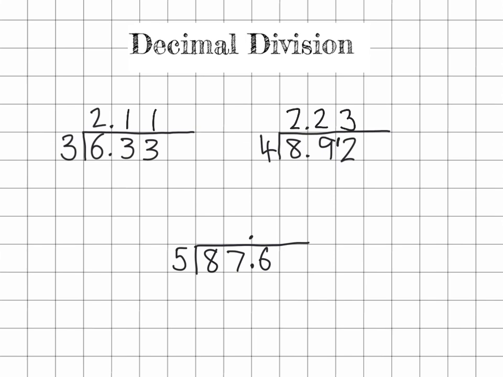And the last thing is, how many times can we get 5 into 8? We can get it into once. Then we have 3 left over. How many times can we get 5 into 37? Well, we can get it into 35, 7 times, and we have 2 left over. Then we can get it into 26, 5 times, and then we have 1 left over. So then we can add that 0 in to make this 10 divided by 5, which is 2.